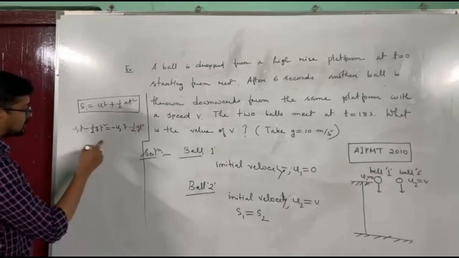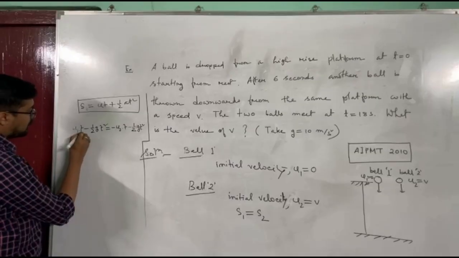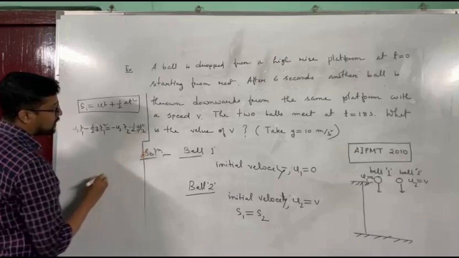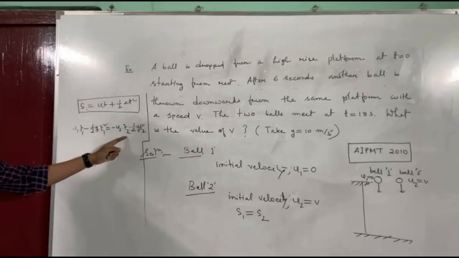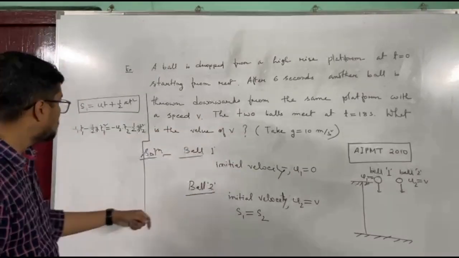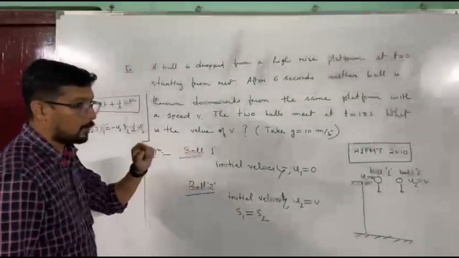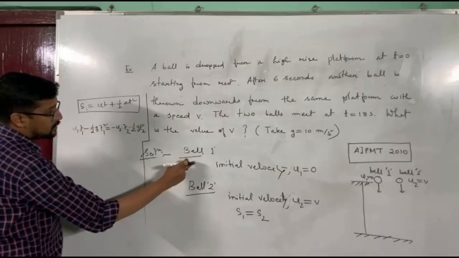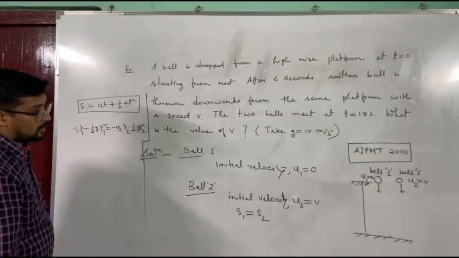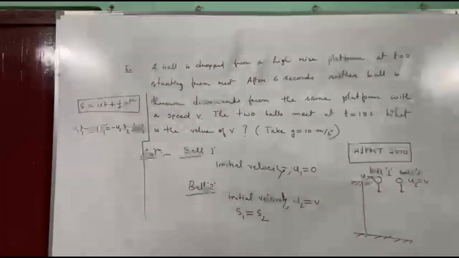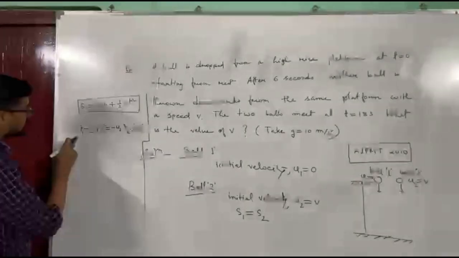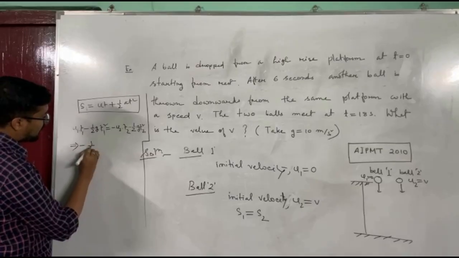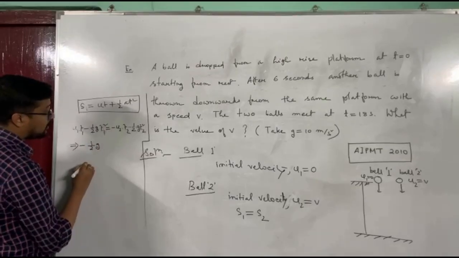Let us now also make some modifications to this equation. Let us take this as T1, this as T1, this as T2, and this as T2. T2 represents time taken by ball 2, T1 represents time taken by ball 1. Since ball 1 is dropped from the platform, U1 will be 0. So this term will become 0, and we will be left with half Z T1 square.